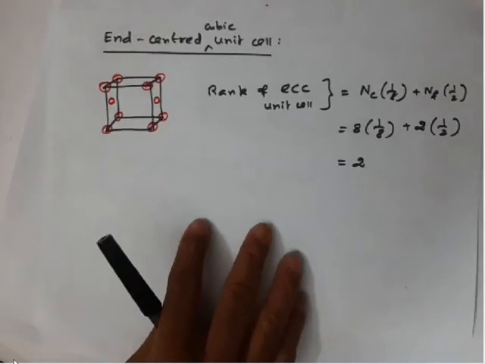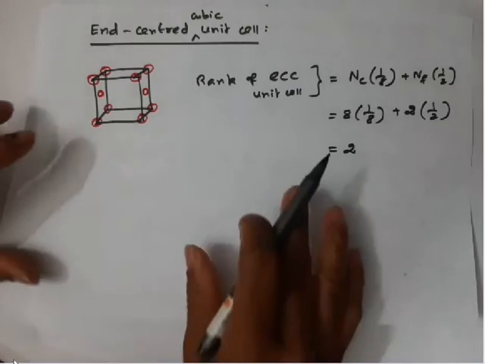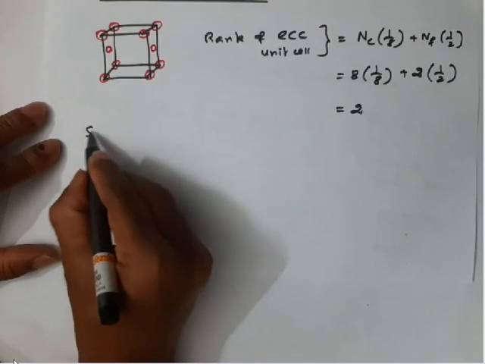So end-centered unit cell means in a unit cell all corners are occupied, suppose, and if 2 opposite face centers are occupied, we call that type of unit cell ECC, end-centered unit cell. Okay, so now let me just summarize.